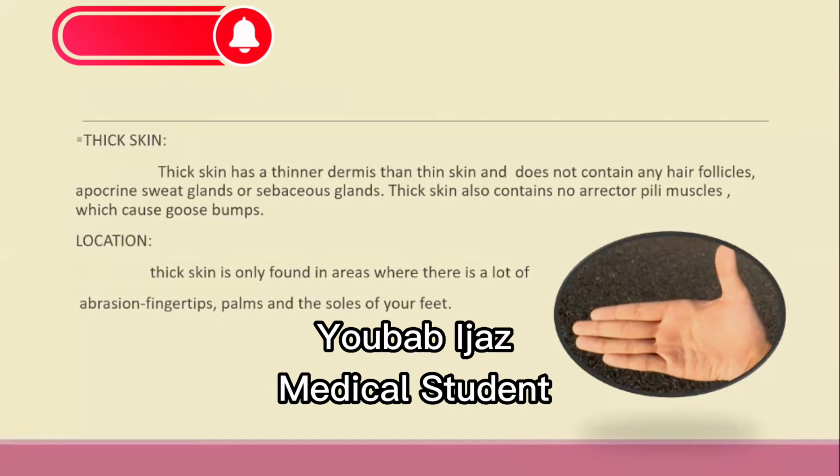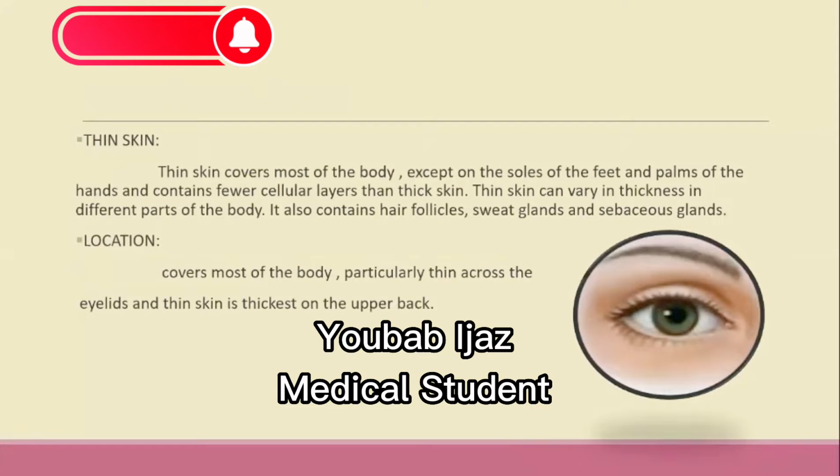Location. So where are they exactly located? Thick skin is only found in areas where there is a lot of abrasion: fingertips, palms, and the soles of your feet. Thin skin covers most of the body except the soles of the feet and palms of the hands, and contains fewer cellular layers than thick skin.